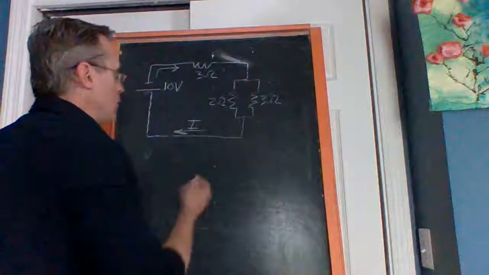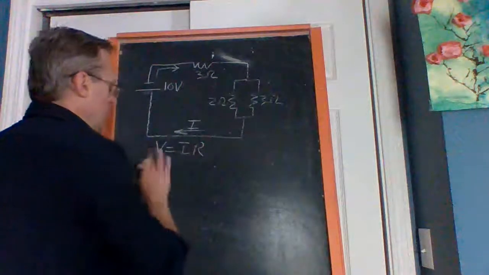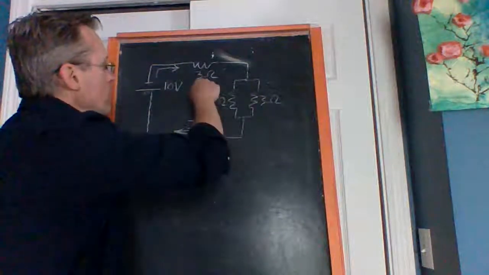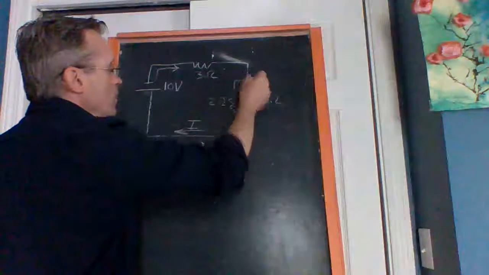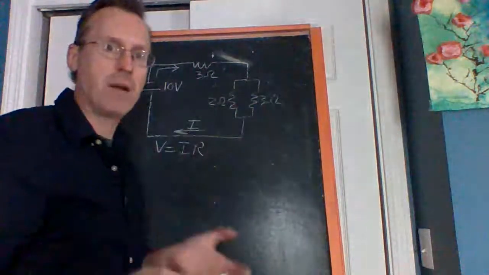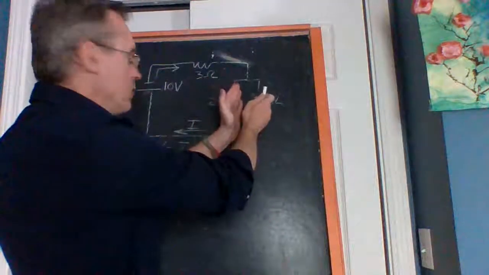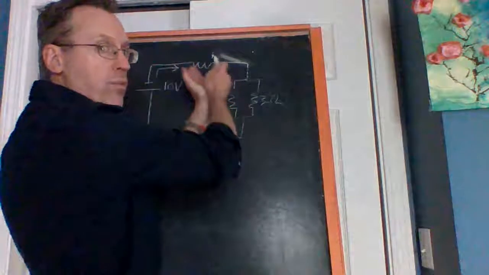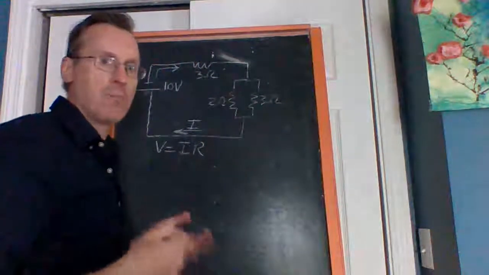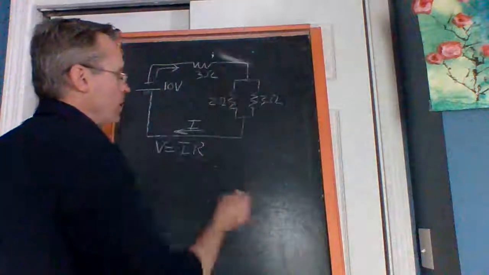V is equal to I times R. Again, the question is, what is the total R? Here's a 3, and that's hooked up. Now listen, the 2 and the 3 over here are in parallel. But together they look like one resistance that's in series with the 3 up here. So I'm going to add these two the parallel way to get one number, and then add it to the 3.